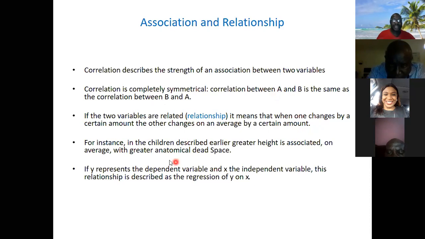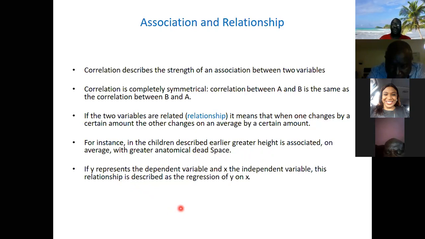For instance, in the children described earlier, I think I will give an example later. I will come back to it. If y represents the dependent variable and x the independent variable, this relationship is described as regression of y on x.